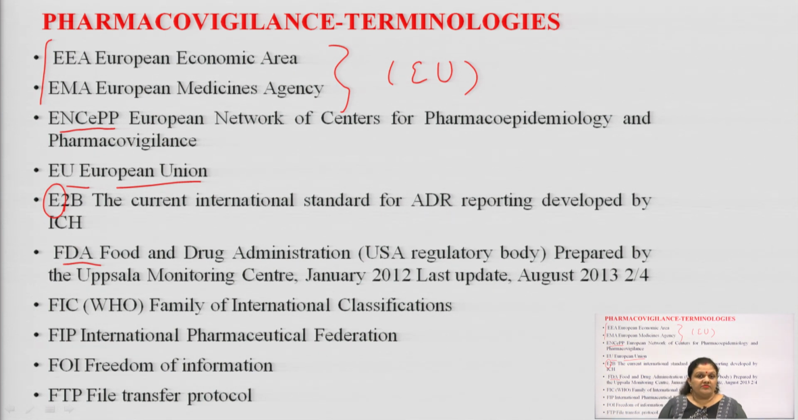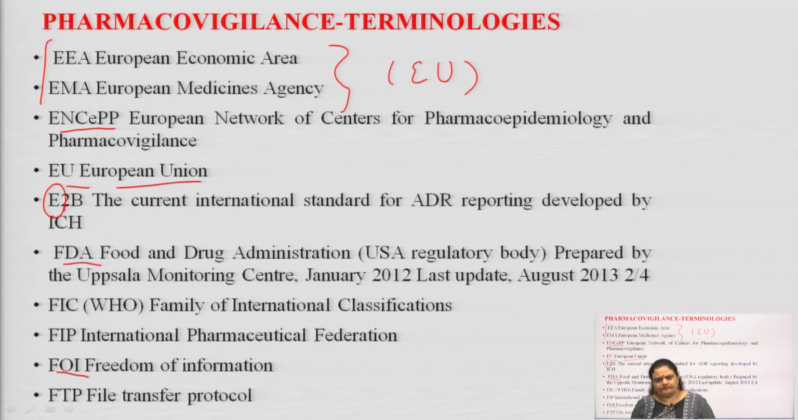I hope you know UMC means Uppsala Monitoring Center in the year 2012 in the month of January, and its last updated version we have in August 2013. Next is FIC, again given by WHO, which is known as the Family of International Classification. FIP, International Pharmaceutical Federation. FOI, FOI means, students, freedom of information.